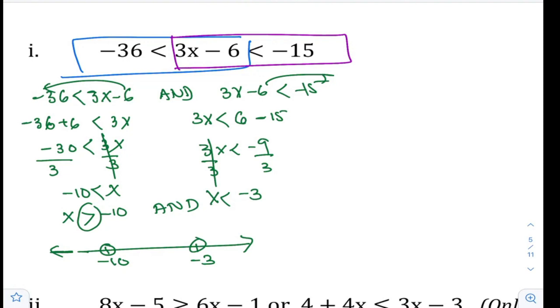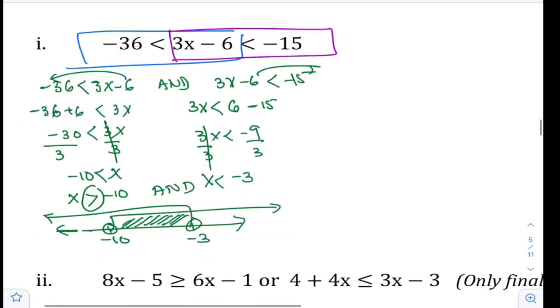X is more than minus 10, so it is to the right. X is less than minus 3, so it's to the left. The shaded region we are looking for is this one. So the solution would be x more than minus 10 and less than minus 3.